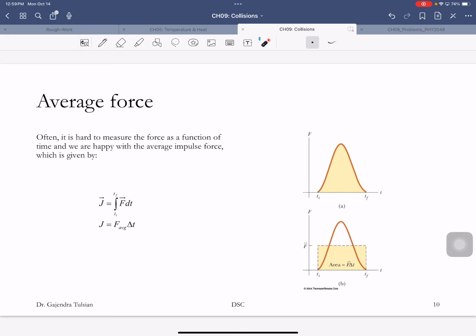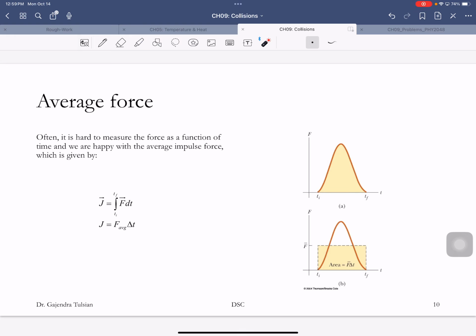All right, oftentimes you're not able to measure this force in detail. We will do that in lab though. That'll be your best experiment. In lab, for instance, you will measure the force we exert 500 times a second. So that'll be the best experiment you'll do.